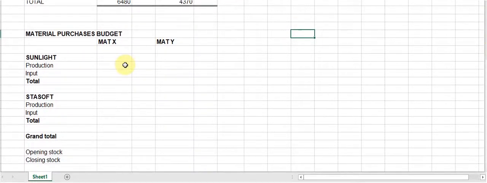So here, I'm going to start with Sunlight, and the production unit was 6,480. So I'm just going to put it in each instance. Please note how I use the same one, because we need enough material X to make 6,480 Sunlight units, and of course enough of material Y to make 6,480 units of Sunlight. Then the input was given to us. They tell us it is 300 milliliters for Sunlight of material X, and for Sunlight material Y requires nothing.